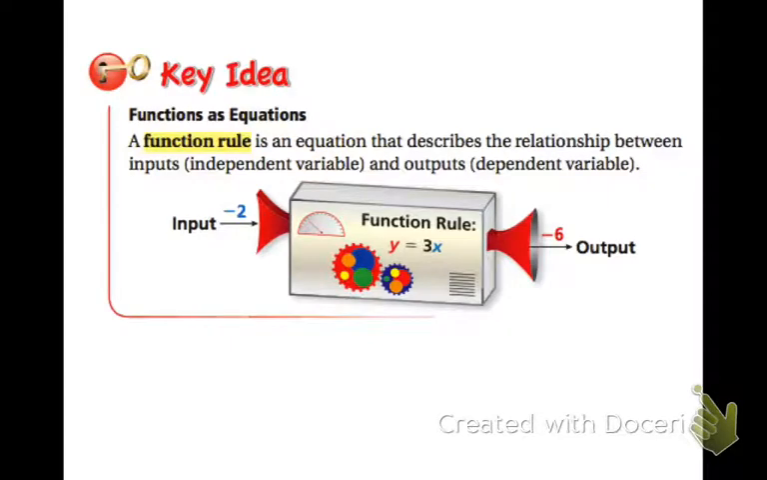Okay, so the key idea here is that a function rule is an equation that describes the relationship between the inputs, which are the independent variable, and the outputs, or dependent variable. So the output depends on the input based on the rule. So you can see the function machine. If you input a -2 and crunch, crunch, crunch, use the function rule 3 times x, or 3 times -2, the output, which is y, is -6. So we will be using this concept then to write some rules.